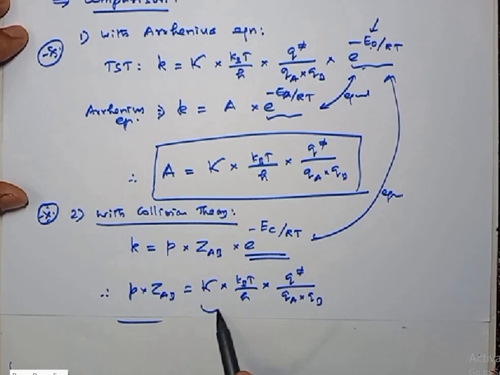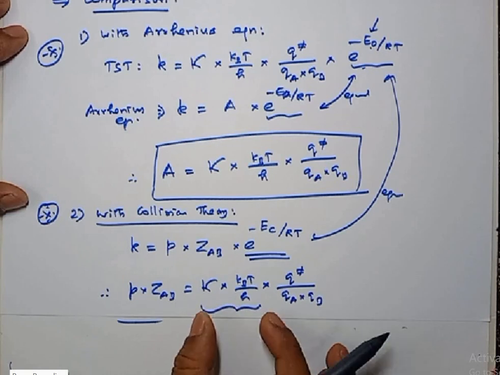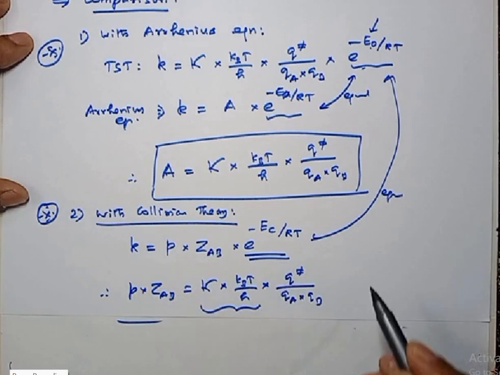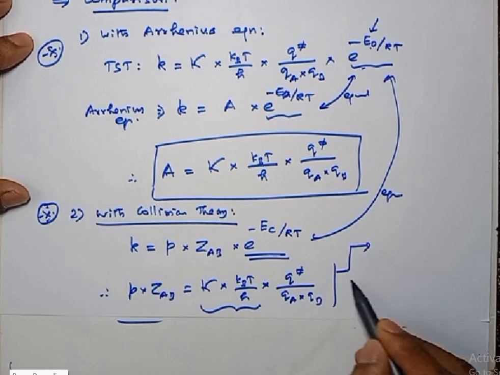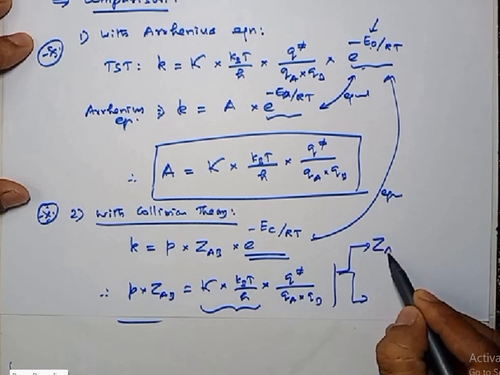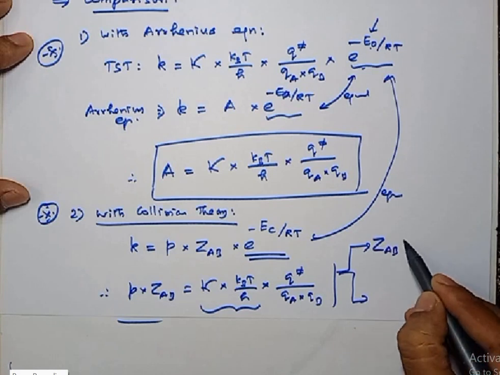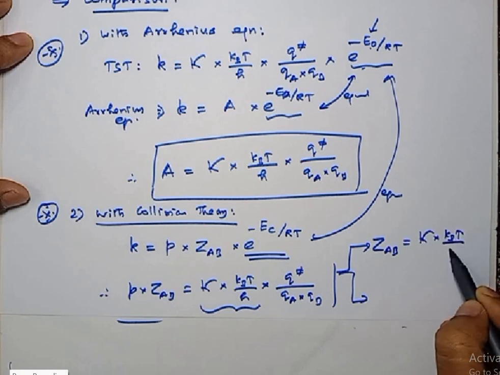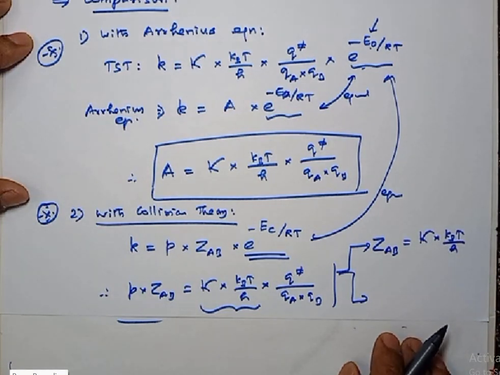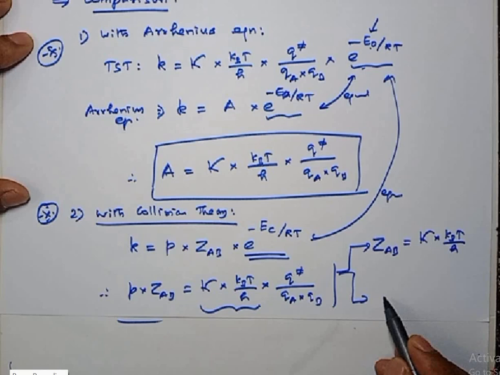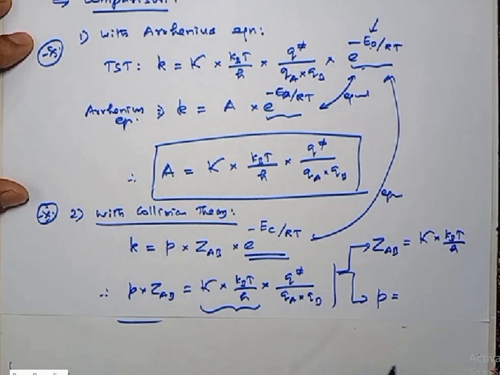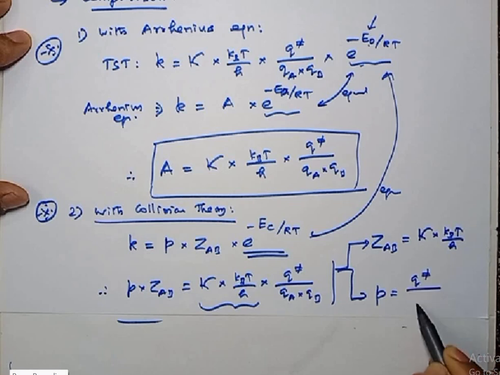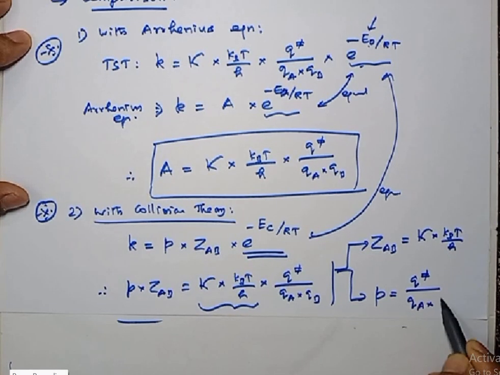This quantity has the unit of frequency and that should be compared with Z_AB. Therefore, I can write Z_AB, that is collision frequency, is equal to kappa into k_BT by h. Kappa into k_BT by h, this is collision frequency. And what is steric factor? Steric factor is equal to this quantity Q double dagger by Q_A into Q_B.